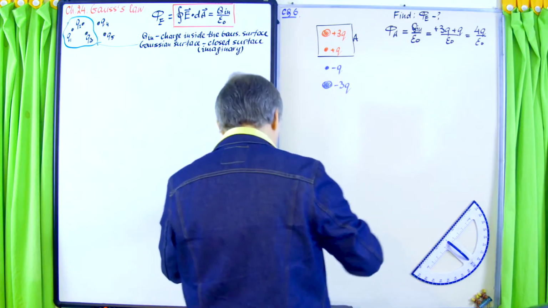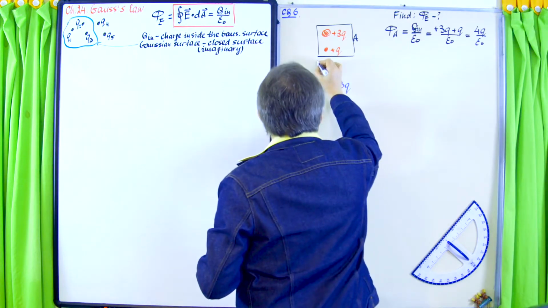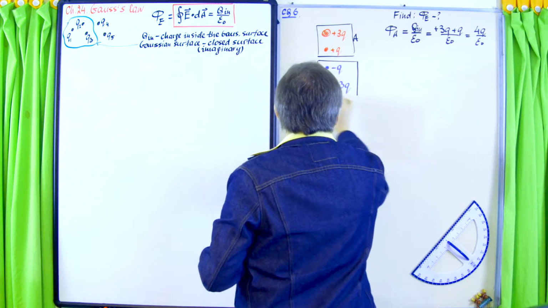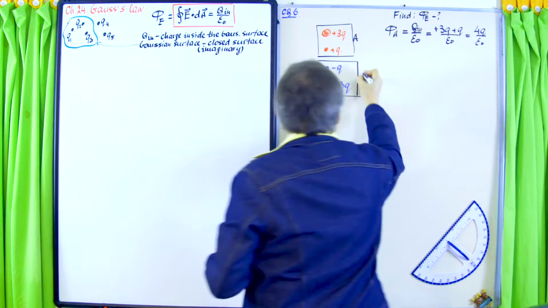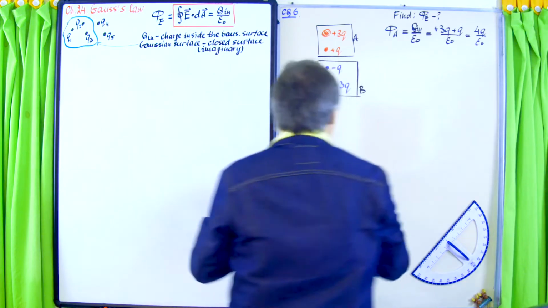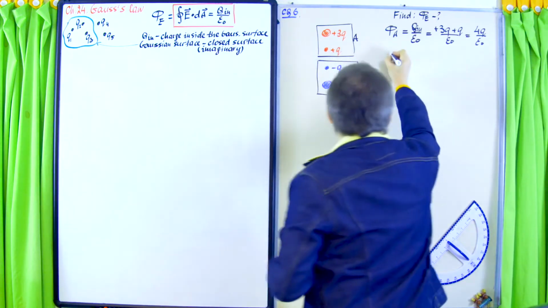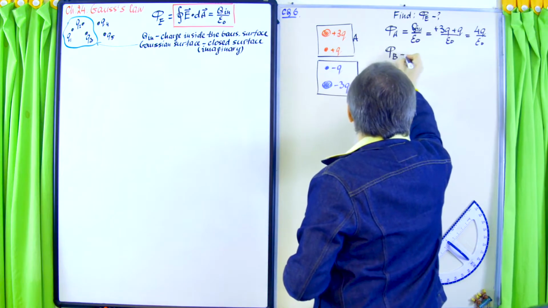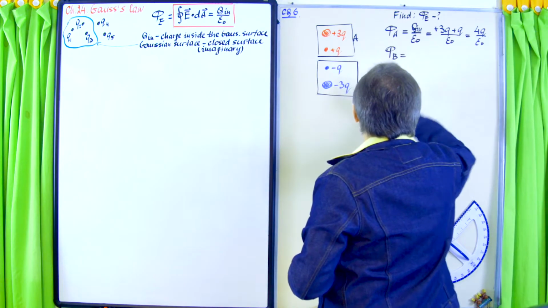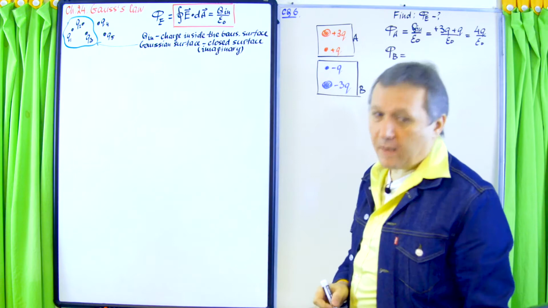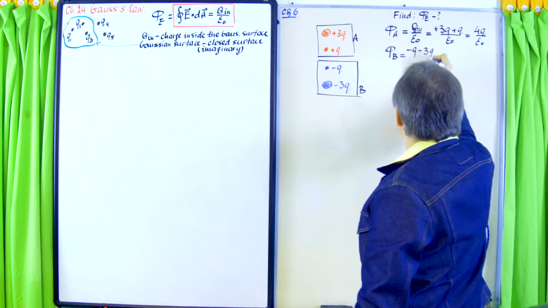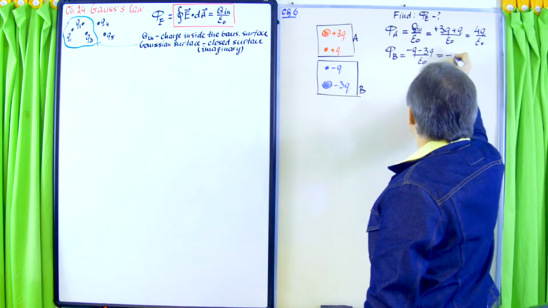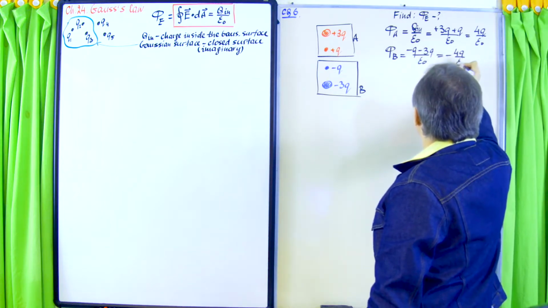The second surface is B. Let's say this one. I need to label it, so let's say surface B. Again, the same: what's the flux? Electric flux in this case is minus Q minus 3Q over epsilon naught. So you see, the questions about the flux are trivial.